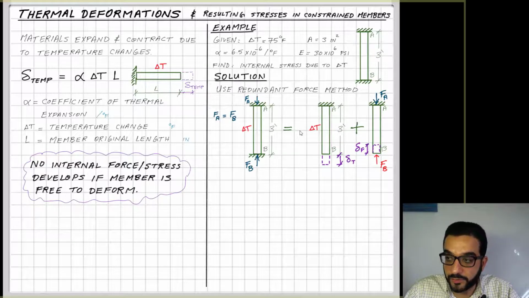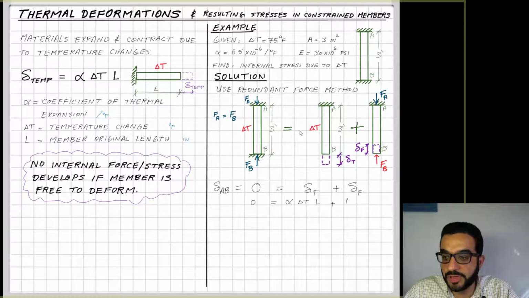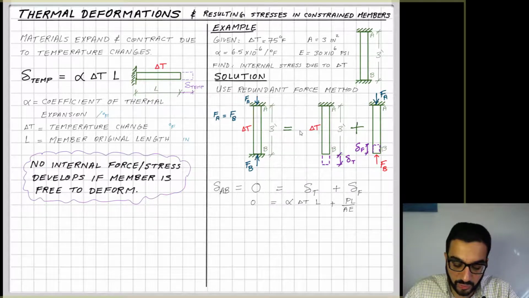And then for the other bar, I will put back the reaction that I removed, the redundant reaction that was not needed, which is FB. And that will cause contraction, compression in the member. And the idea here is that in the original system, the deformation between A and B, these two fixed points, is equal to 0. So if I look at the two cases I have, the deformation information that I will add from case 1 and case 2, delta T and delta F, they should add up to the original deformation I had in the original case, which is equal to 0.